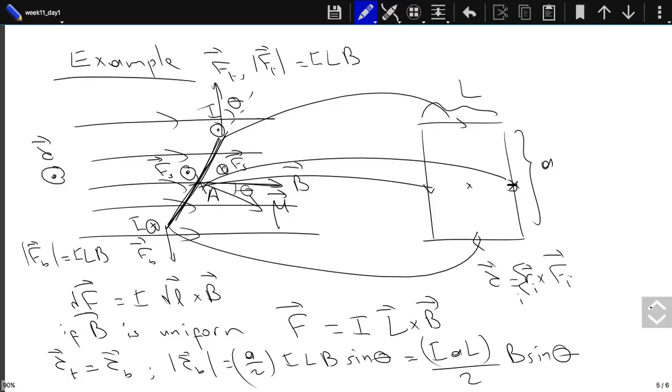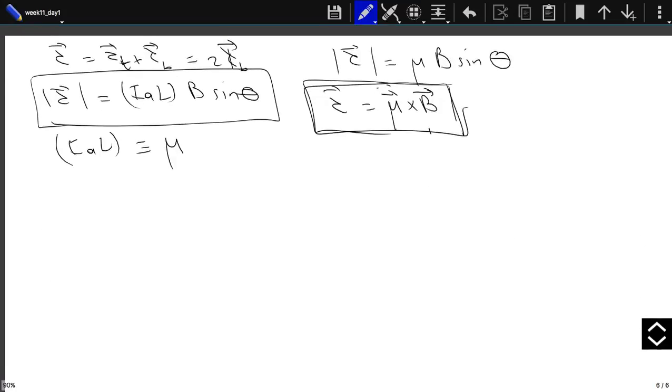Now, this is the conventional definition. How we chose it to be, why did we choose it to be in this direction? It is basically what we use is the right-hand rule again. Just curl your fingers in the direction of the current, then your thumb gives you the direction of the magnetic dipole moment.